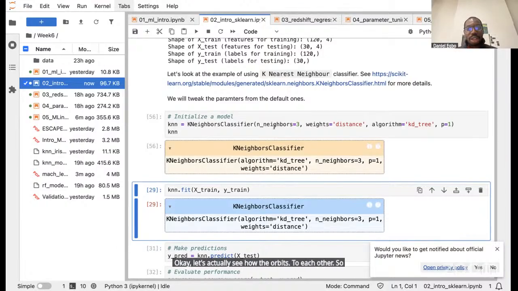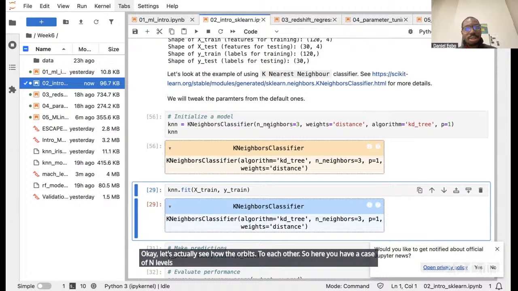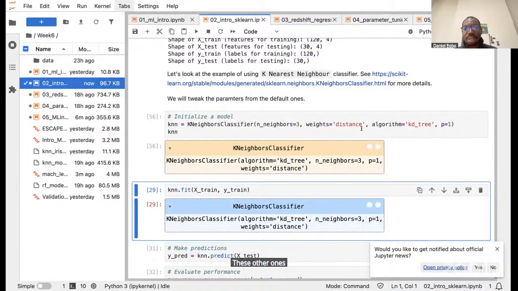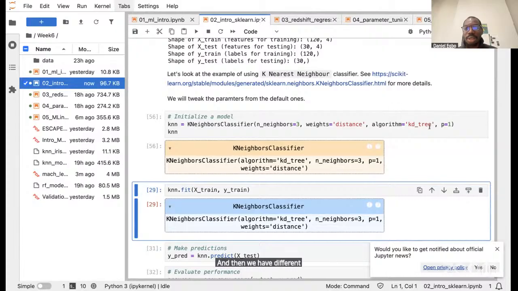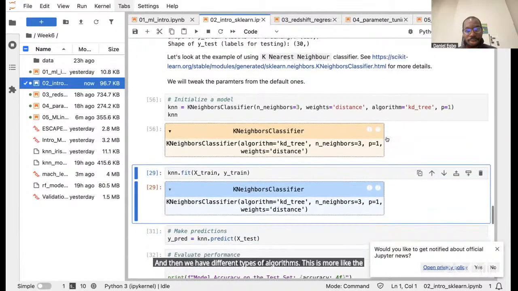So here you have a case of n neighbors. We have 3 classes, so we say n neighbors of 3. These other ones like weights, distances, they have Minkowski. You can read more about it here. And then we have different types of algorithm, which is more like the processing speed and the rest of them.